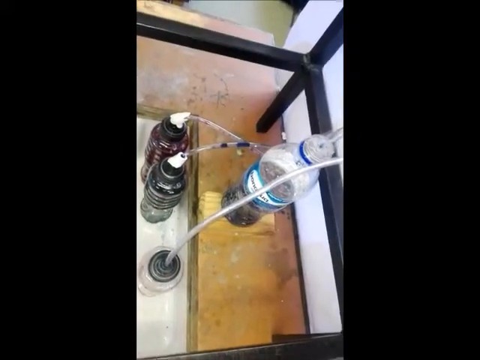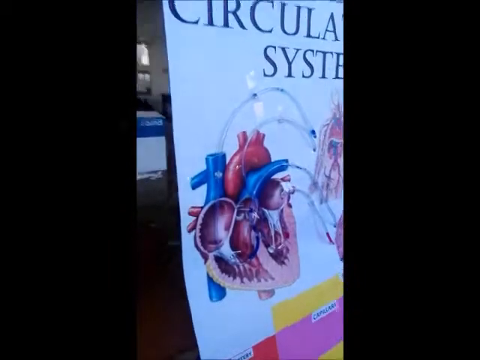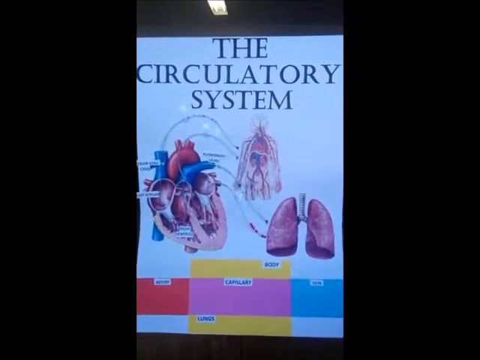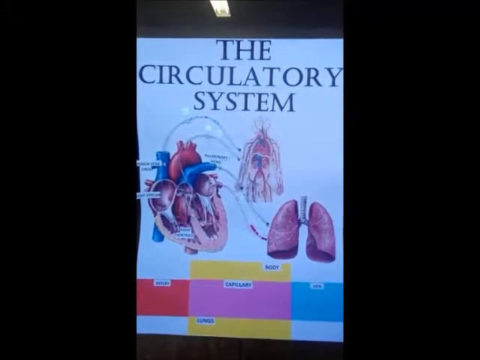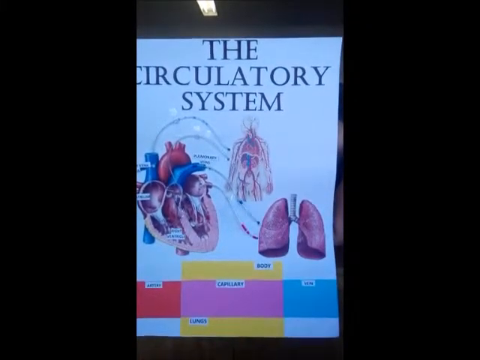To represent the flow of the blood, we squeeze the bottles, which moves the water through the tubes and around the circulatory system. Body, heart, lungs, heart, body is the order in which blood moves through the body. Let's look at this in more detail.